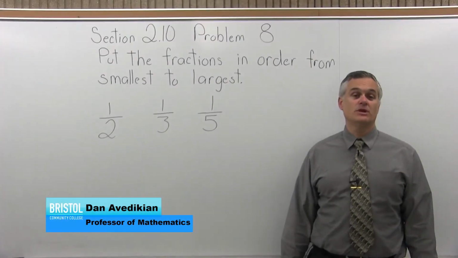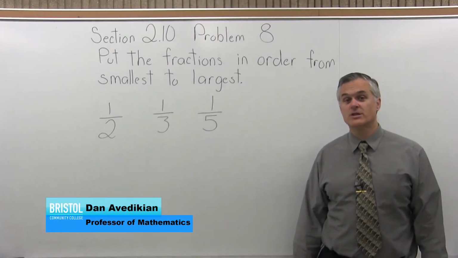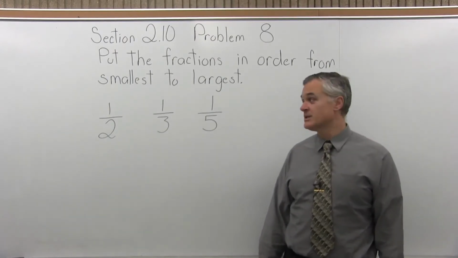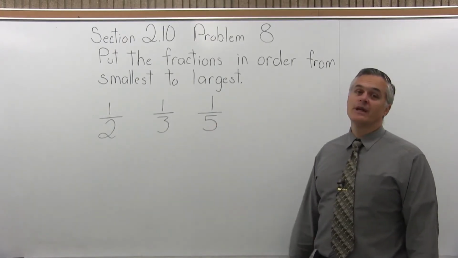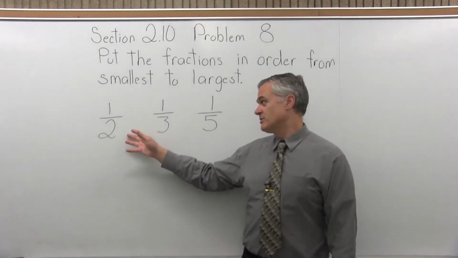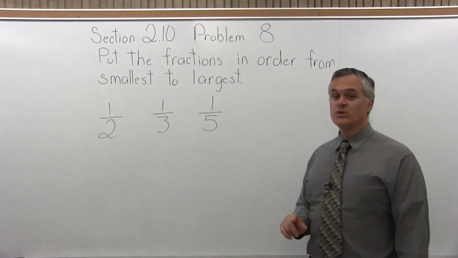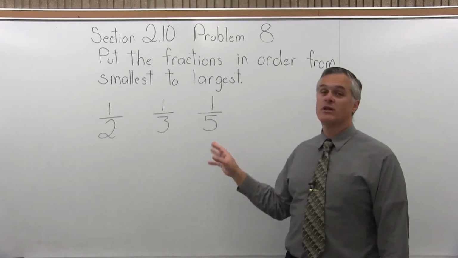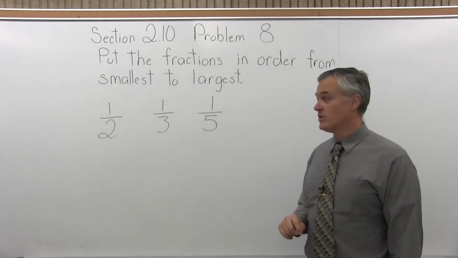This is Section 2.10, Problem 8. It says put the fractions in order from smallest to largest. We have 1/2, 1/3, and 1/5. And you cannot just arrange them in terms of the denominators. You might say, well, they're in order now. They're really not. What you have to do is make them all have common denominators. Then you can put them in order.